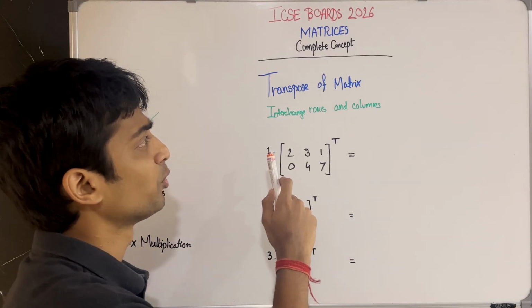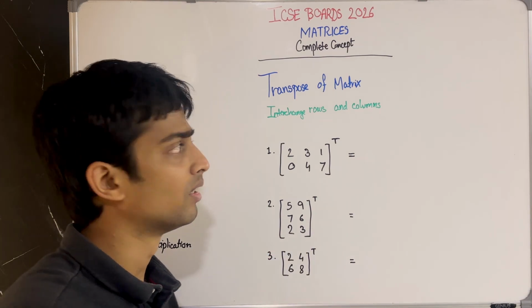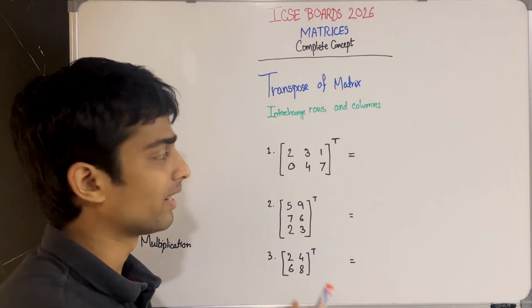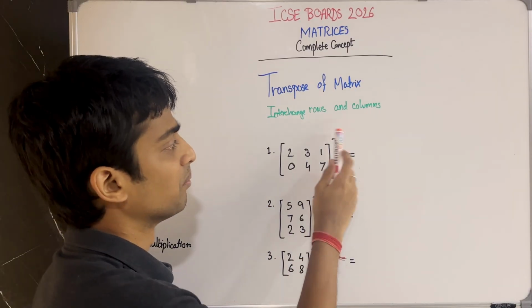Next, we have transpose of matrix. If you have a single matrix and you want to transpose it, you interchange rows and columns. So how do we do that? We have a matrix over here and we are transposing it. This is the symbol for it.